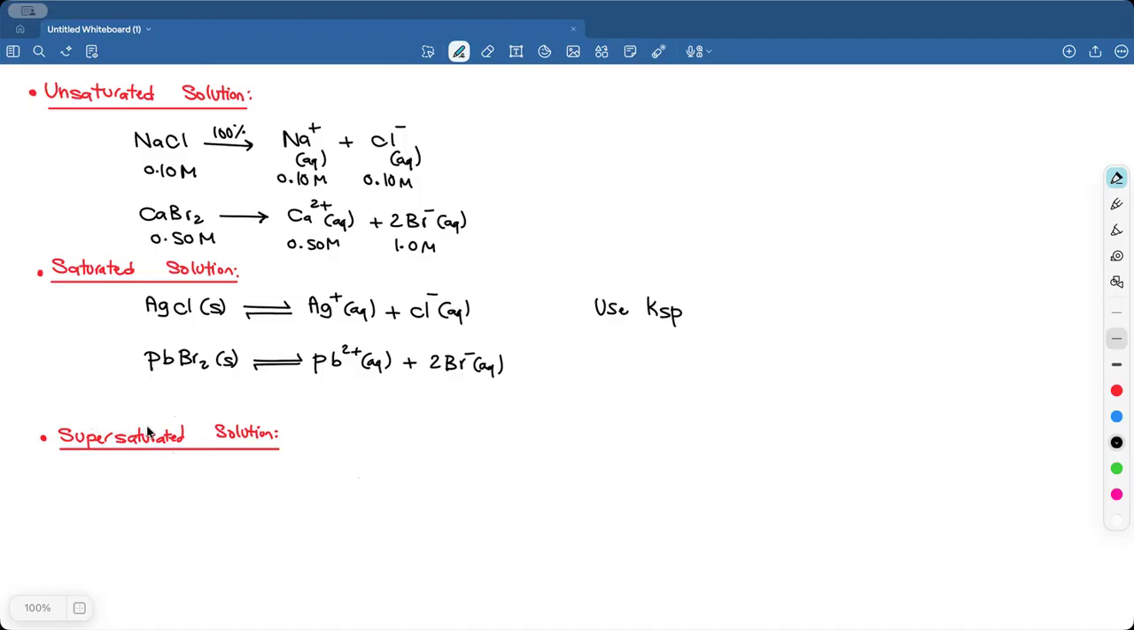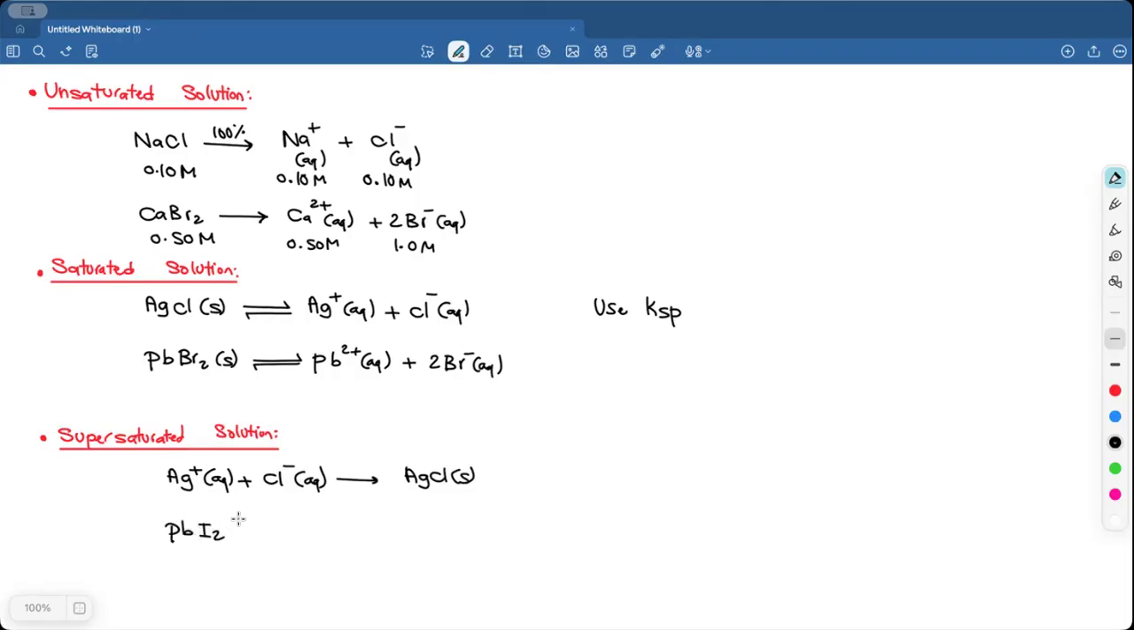For example, let's say I have a supersaturated solution of AgCl. The Ag plus ions plus the Cl minus ions react together and form the precipitate, in a one-way equation. Or let's say I have it for PbI2. You show the ions on the left: Pb2 plus ion reacting with 2 I minus ions, and together they will, in a one-way equation, become PbI2 solid.